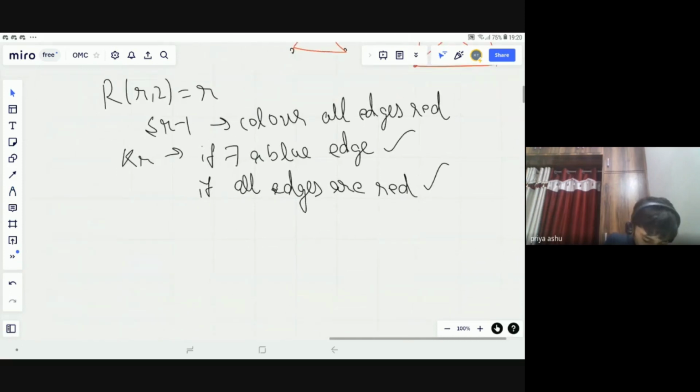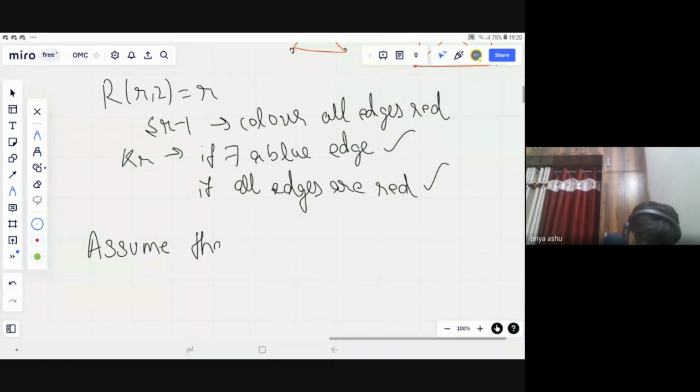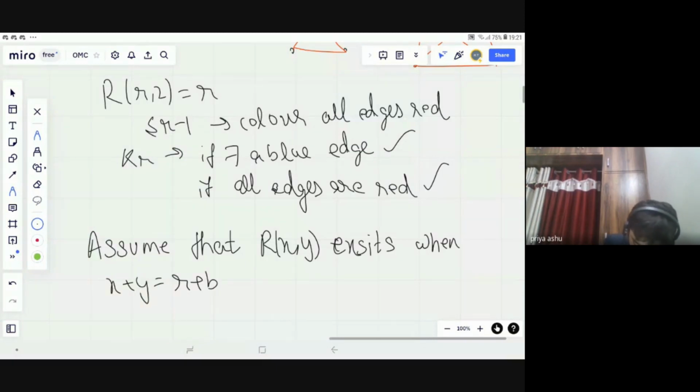So by the induction hypothesis, we can assume that R of x comma y exists when x plus y is r plus b minus 1 and x and y are at least 2.